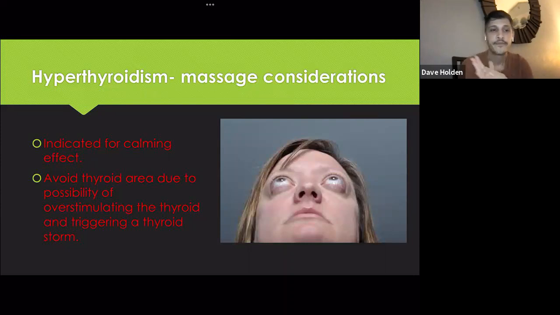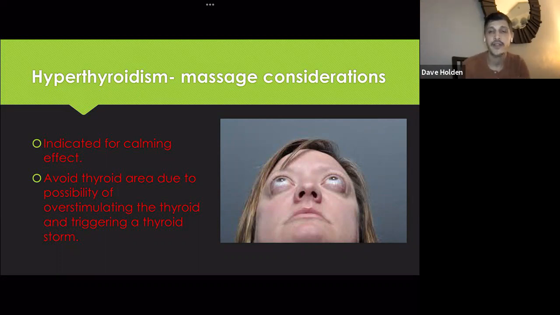So for hyperthyroidism, it is not contraindicated. You are more than welcome to massage these people. It's going to be a very calming type of massage, right? Very relaxing. Remember, they are very irritable and energetic. So you want long, flowy strokes, very slow pressure, nice and relaxing. Nothing too deep, nothing too jostling, nothing too aggravating, nothing too stimulating.